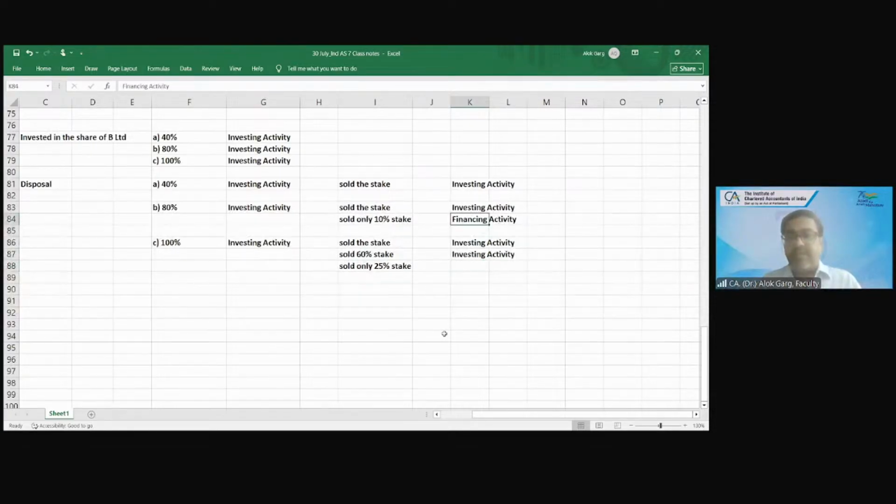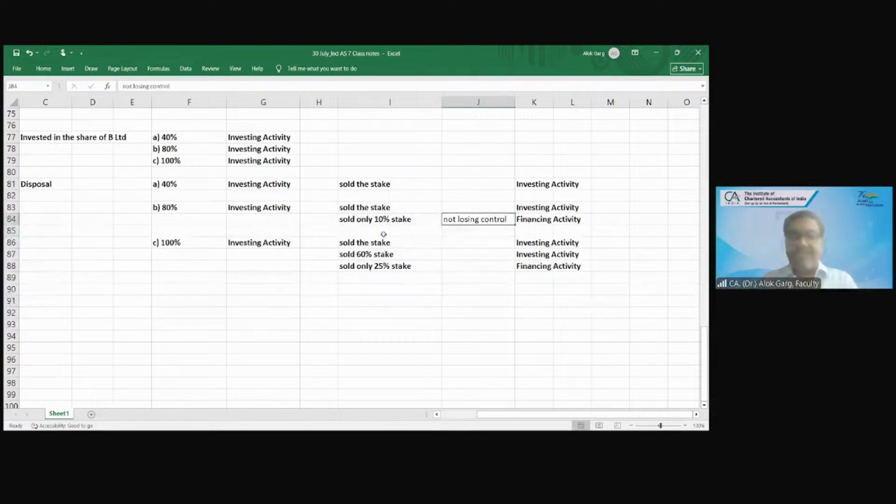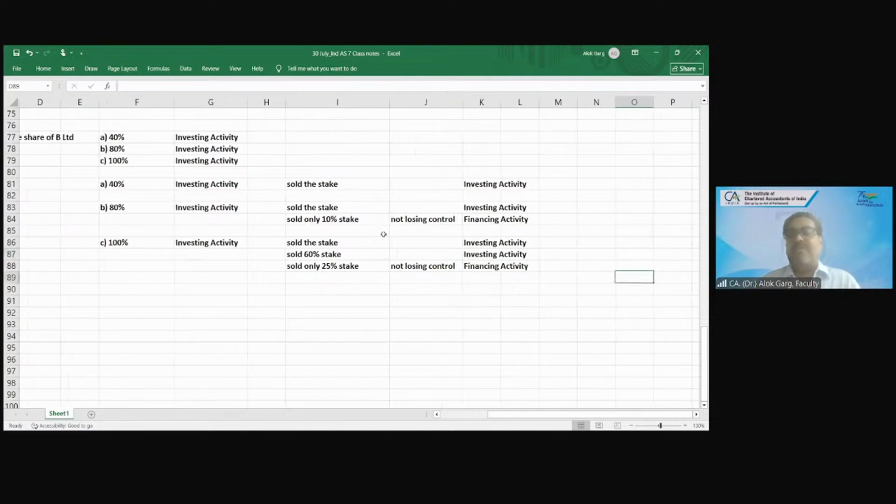Financing activity. This is a financing activity, right? Because when the company is selling this 10% stake here, it is not losing the control. It is not losing control. Okay. So this exception is only given when the companies are not losing the control, right?